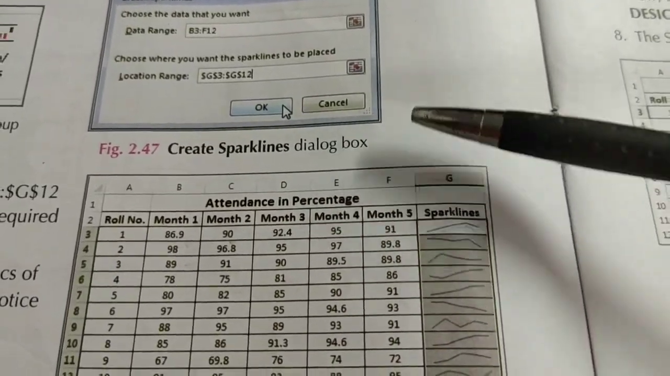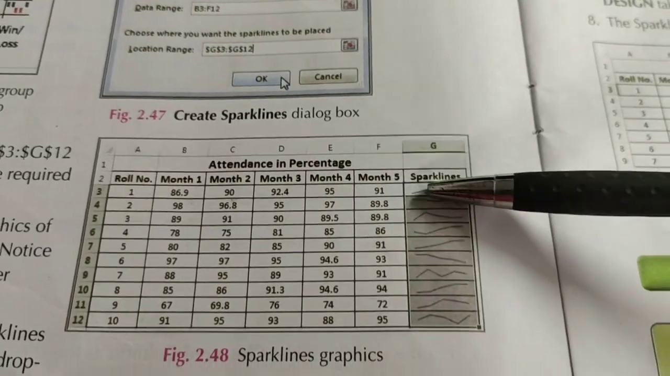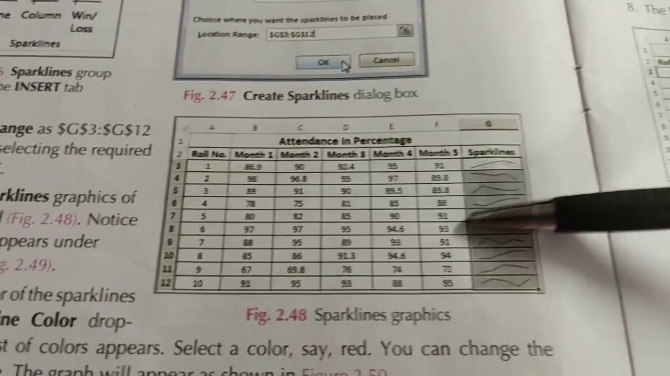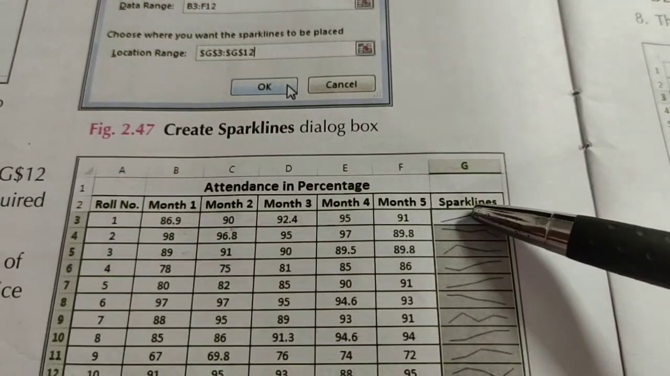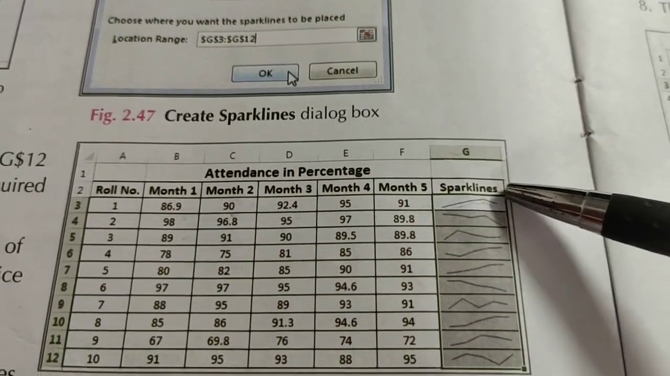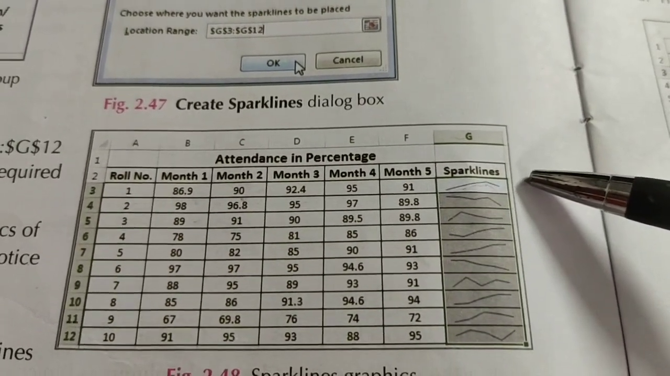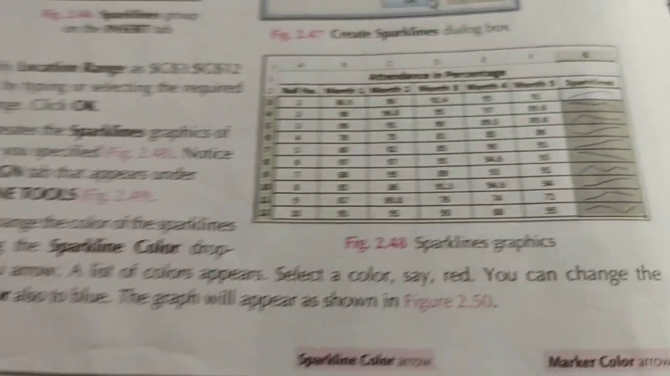You will put the dollar sign and click on OK, and automatically the sparkline will show you this line, 86 like this, 90, 92, 95, then again it comes down to 91, this way. Okay, this is how you do the sparkline.